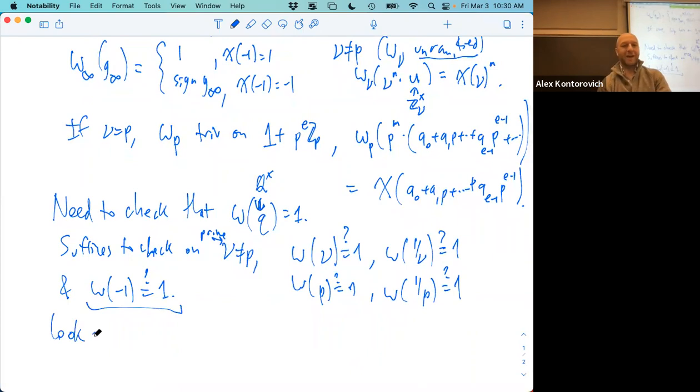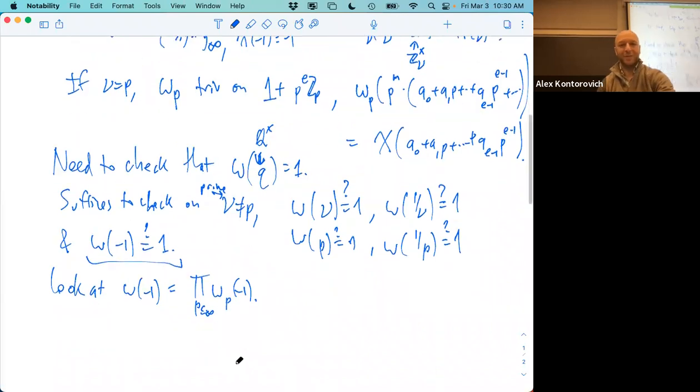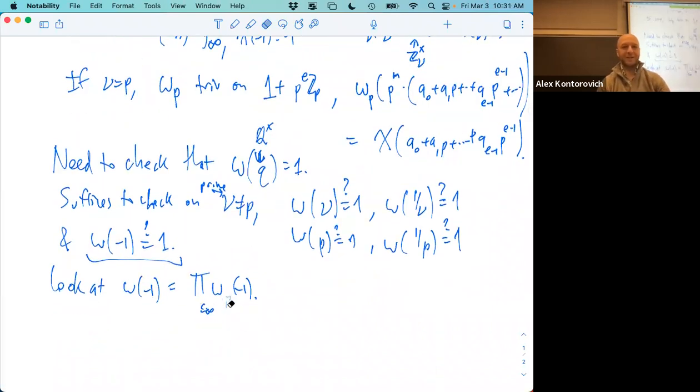Look at omega of -1. So this is a product over all the primes, omega p, including infinity, of -1. Let me call this not p, but nu, because p is our distinguished prime. That the character is mod. Okay, so for nu equals infinity, we have, by definition, omega infinity of -1.